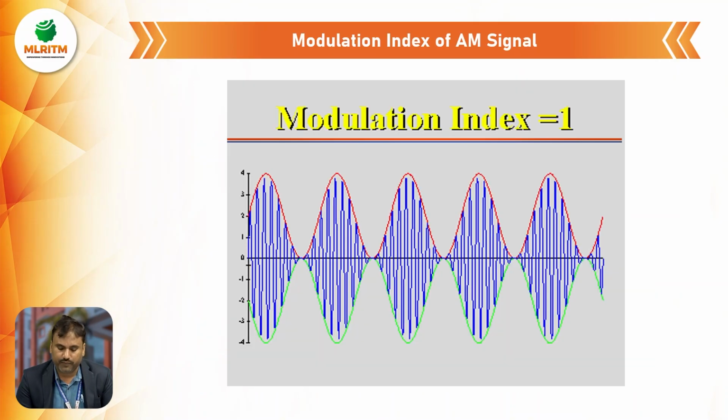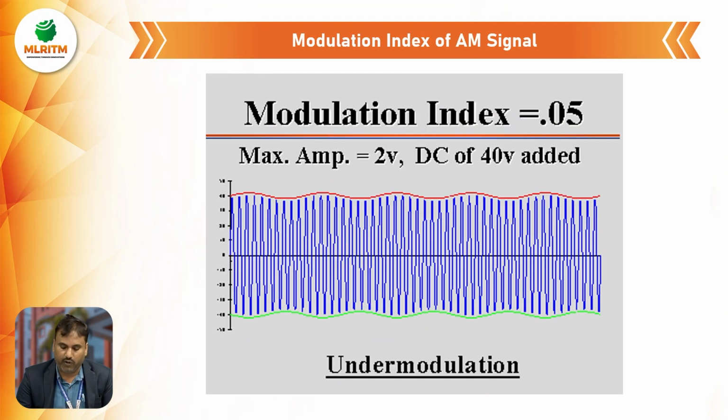This is the waveform when the modulation index is equal to 1. You can see these are the variations of the carrier signal with respect to the amplitude of the message signal; this is mu equal to 1. This is the modulation index when mu is equal to 0.5. In this case, the carrier variations are with respect to the amplitude of the message signal. Here the maximum amplitude is 2 volts.